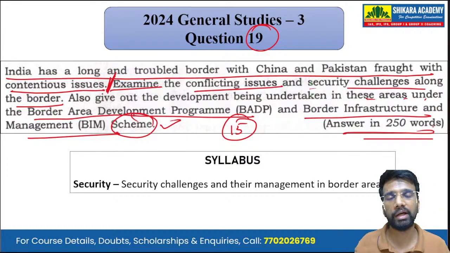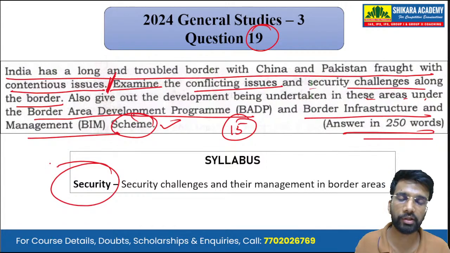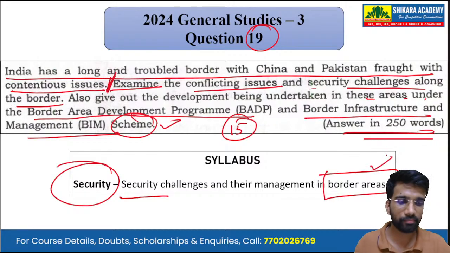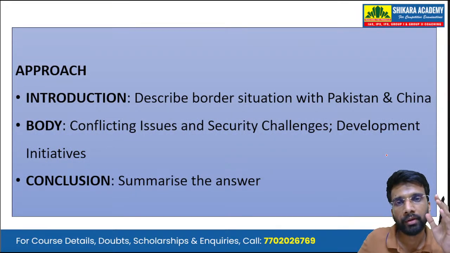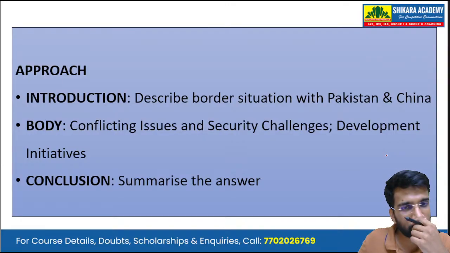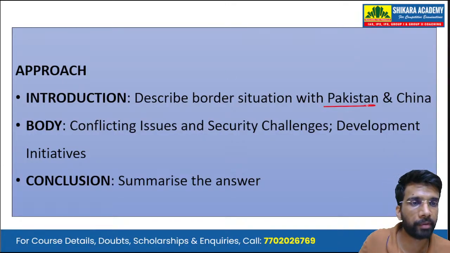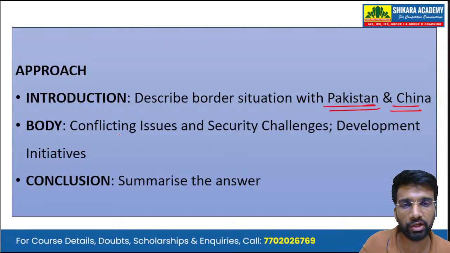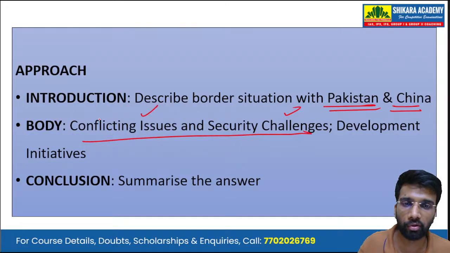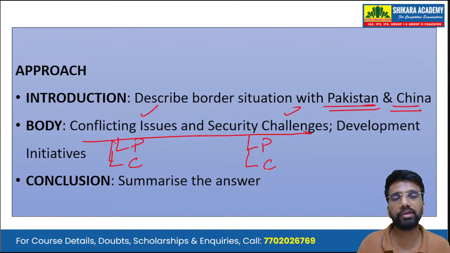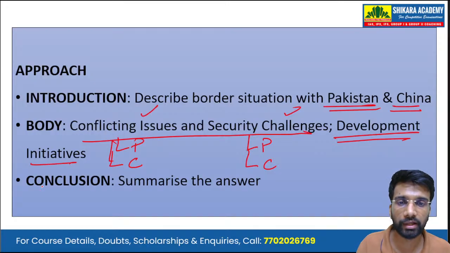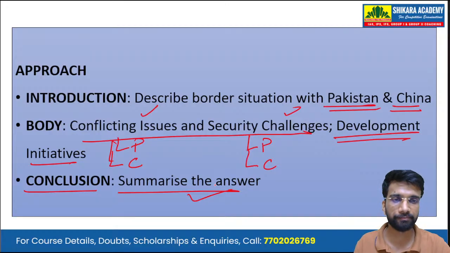Mapping it with the syllabus, we can see that it has been asked from the subject of security or internal security, and the topic is security challenges and their management in the border areas. Now, seeing the approach, in introduction, we will be dealing with the introductory statement. So we describe the border situation with Pakistan and China. Then in body, we address the actual demand of the question by writing the conflicting issues and security challenges on both the borders. So conflicting issues with Pakistan, conflicting issues with China, security challenges along the Pakistan border, security challenges along the Chinese border. Then what development initiatives, like the two schemes. Then in conclusion, we will be summarizing the answer.